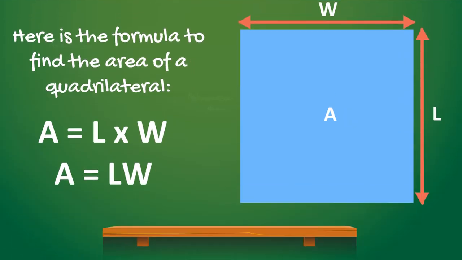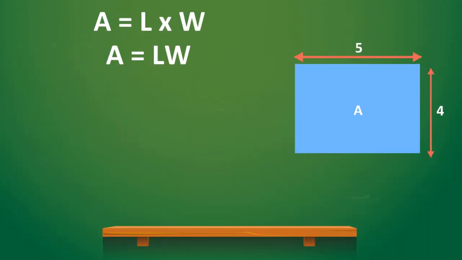Now sometimes you'll see the same equation written like this, A equals LW. You can see that the multiplication sign is missing. But when two letters are next to each other, like the L and the W are, that always means that we multiply them. So let's move on to an example. We have the formula for finding the area of a quadrilateral up the top here. A equals L multiplied by W, or A equals LW.